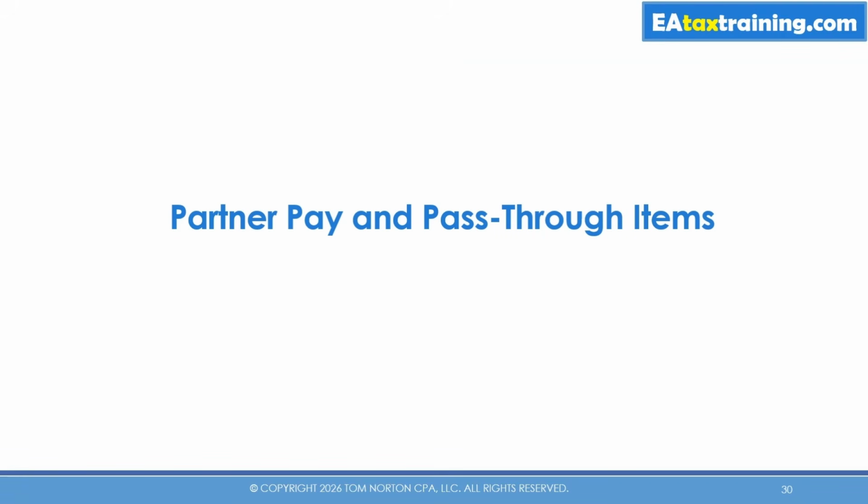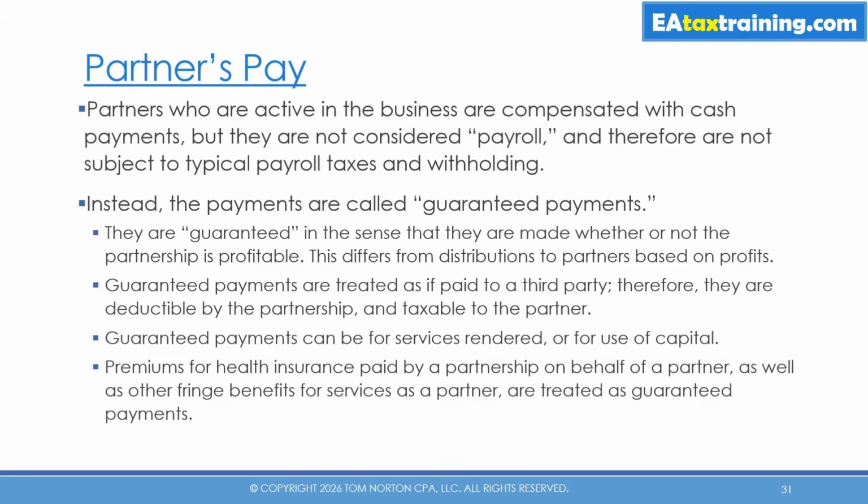Now let's talk about partner pay and pass-through items. So how do partners who work in the partnership get paid? Partners who are active in the business are compensated with cash payments, but they are not considered payroll. So just like a sole proprietorship, partners who work in the business are not on payroll, and therefore they are not subject to the typical payroll taxes and withholding. Instead, what they get are something called guaranteed payments. They are guaranteed in the sense that they are made whether or not the partnership is profitable.